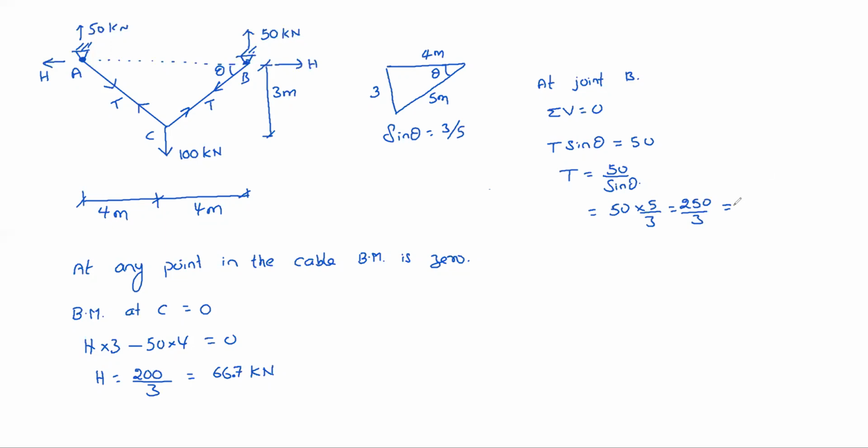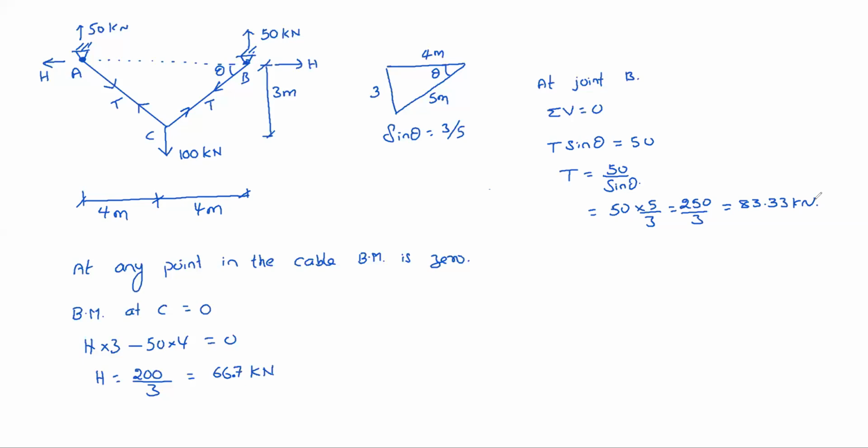250 by 3 is 83.33. 83.33 kilonewtons is the tension in the cable. So you can observe here the tension, of course, depends on both the span as well as this dip. Here a 3 meter dip is there. If the dip changes, obviously h will change, and obviously the tension also will change.